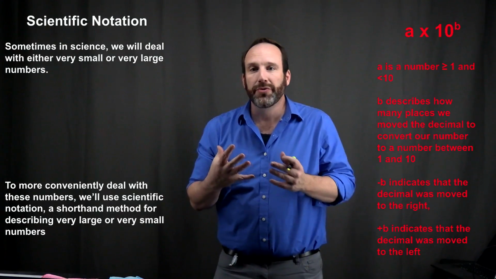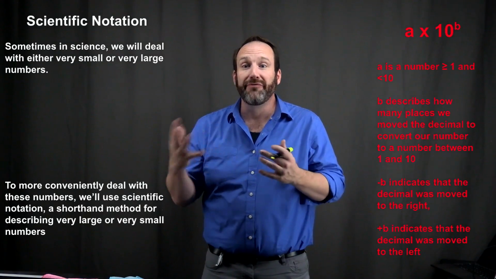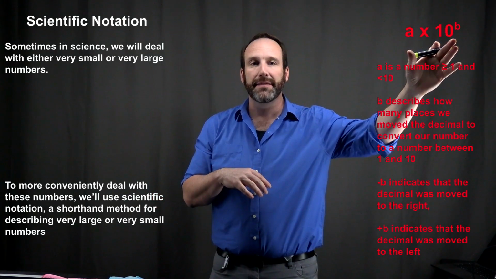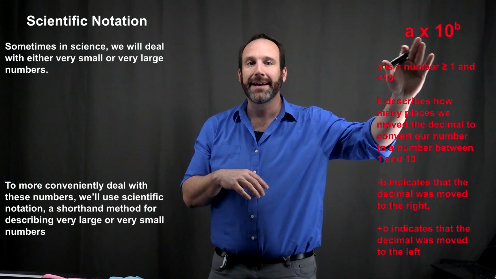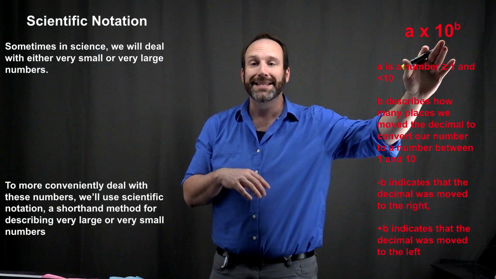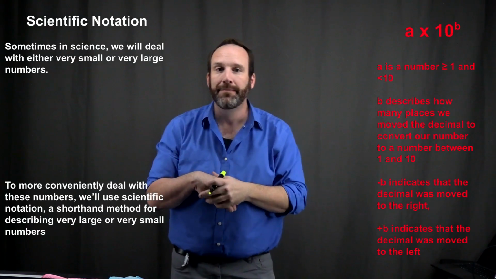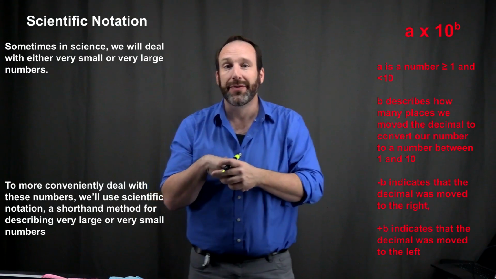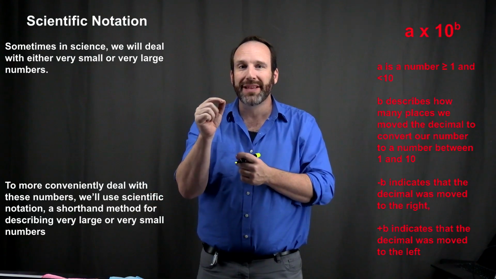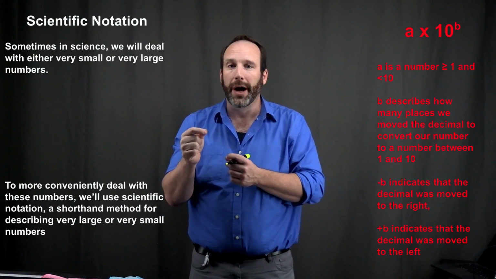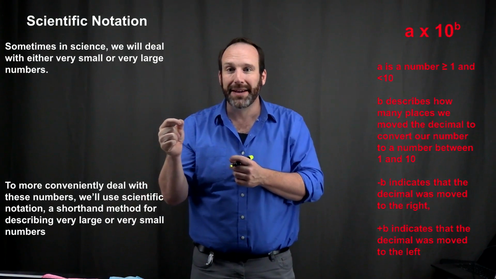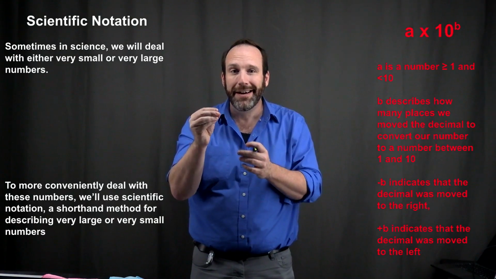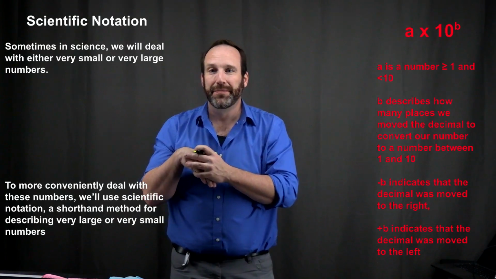The format that we'll use for scientific notation is always the same. It's this format here, where you've got a times 10 raised to the b power. And that a number, in order to be proper scientific notation, has to be greater than or equal to 1, but less than 10. So it's got to be between 1 and 10, it can be exactly 1, but it's got to be less than 10.